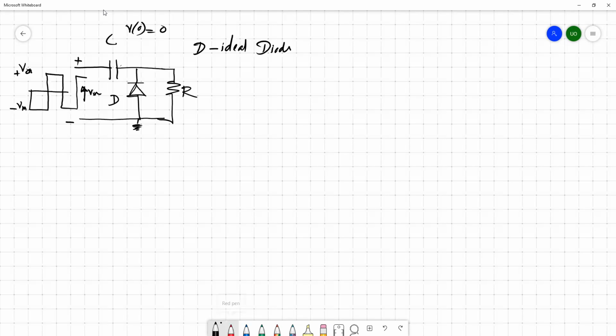Let's think about what happens to the circuit during the first negative cycle. This is negative first, this is positive first, this is negative second. I'll use that notation. So we'll first consider the negative first cycle. Negative first means this cycle. If you draw the circuit, this is the circuit actually.